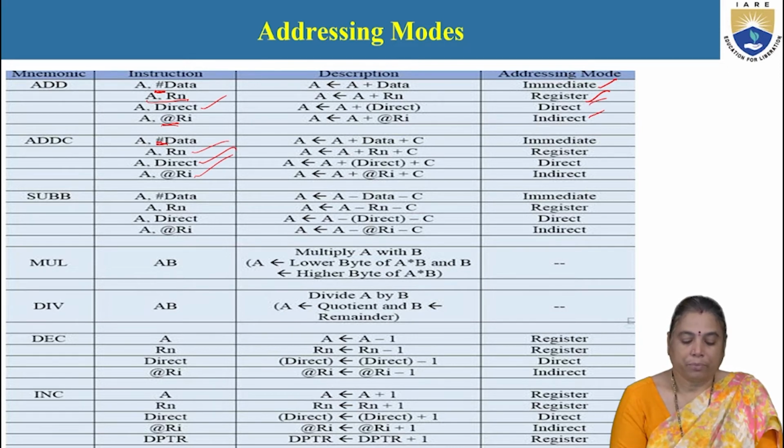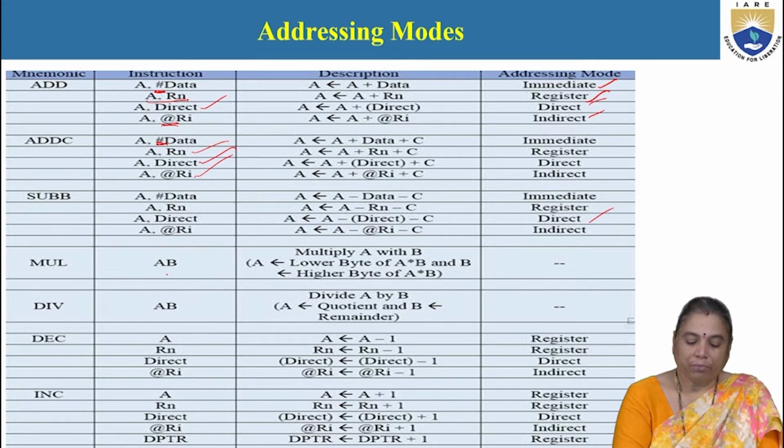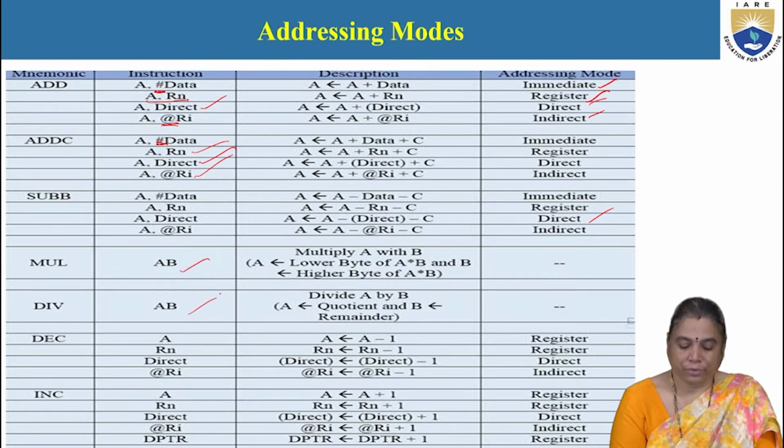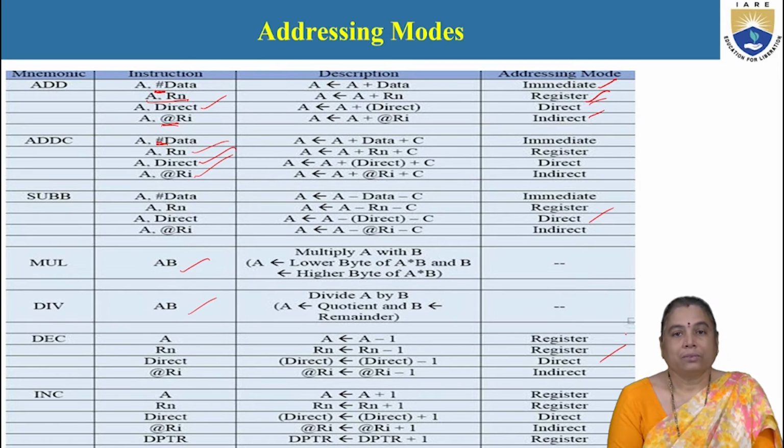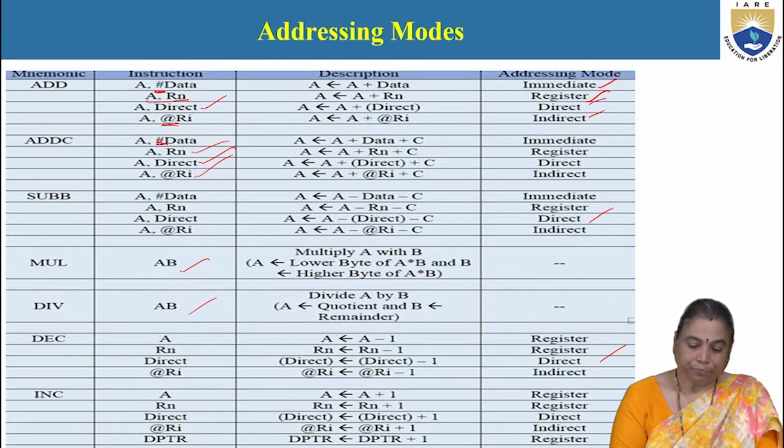In case of subtraction with borrow also, the 4 addressing modes can be applied. The multiplication and division can be specified with 2 values. And in case of decrement also, we can use the register, direct and indirect addressing modes. So like this, the arithmetic instructions can be used with a variety of addressing modes in order to specify the effective address of the operand.